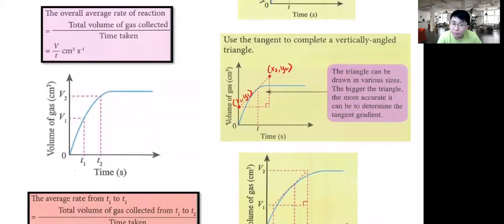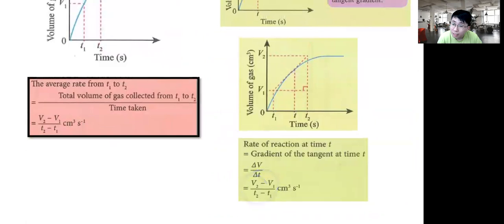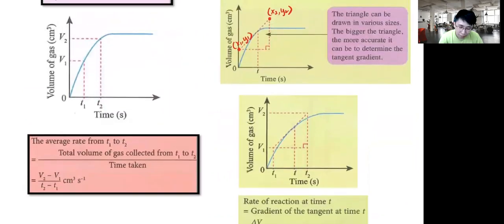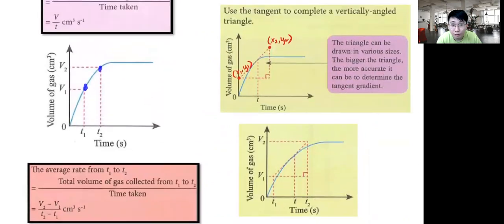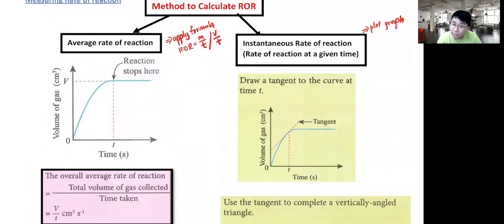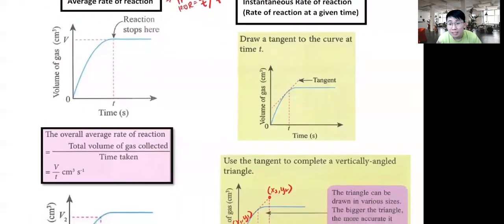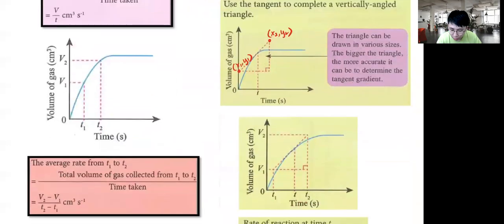So basically, these two ways of finding rate of reaction from the graph use the same formula, just that the average rate of reaction is to find within a range from T1 to T2. It's always given a range. While for instantaneous, there's no range, there's only one specific point. So you have to draw the triangle. Then you have the x1, y1, x2, y2, and do the same formula for gradient.